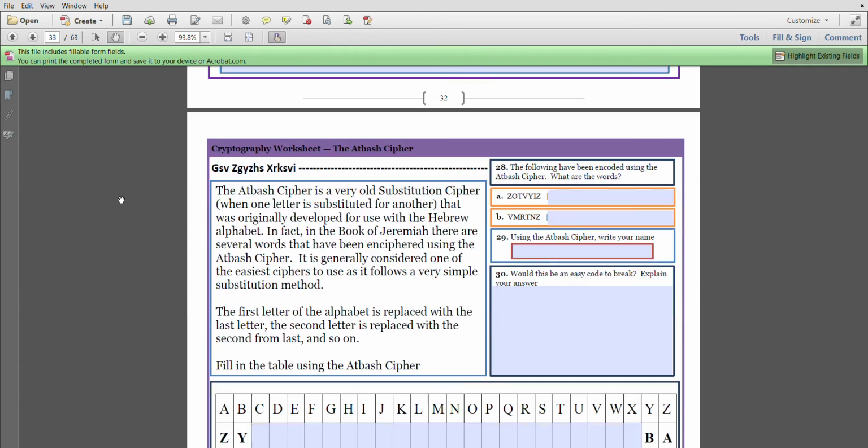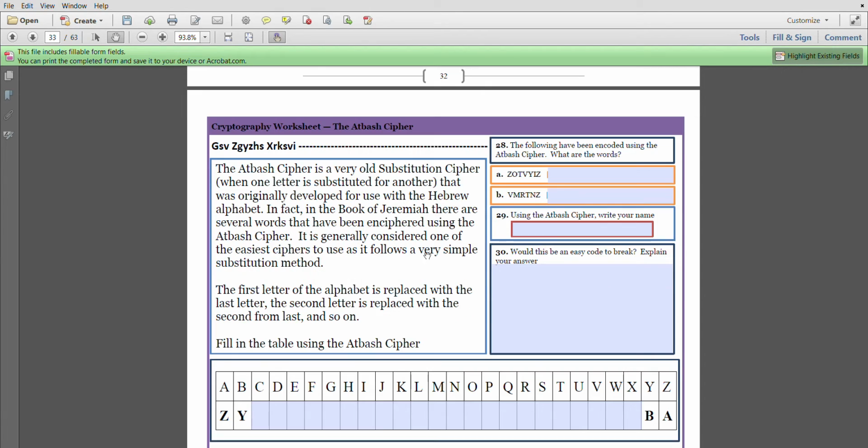Now we're going to get into some cryptography of our own, everybody, okay? And the first one is going to be called the Atbash cipher. The Atbash cipher is a very old substitution cipher when one letter is substituted for another. That was originally developed for use with the Hebrew alphabet. In fact, in the book of Jeremiah, there are several words that have been enciphered using the Atbash cipher. It is generally considered one of the easiest ciphers to use as it follows a very simple substitution method.